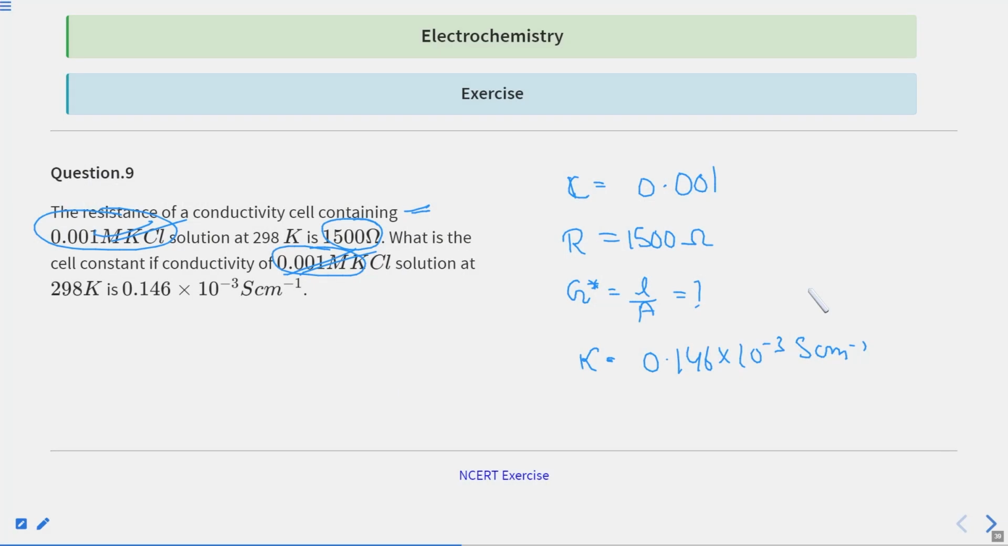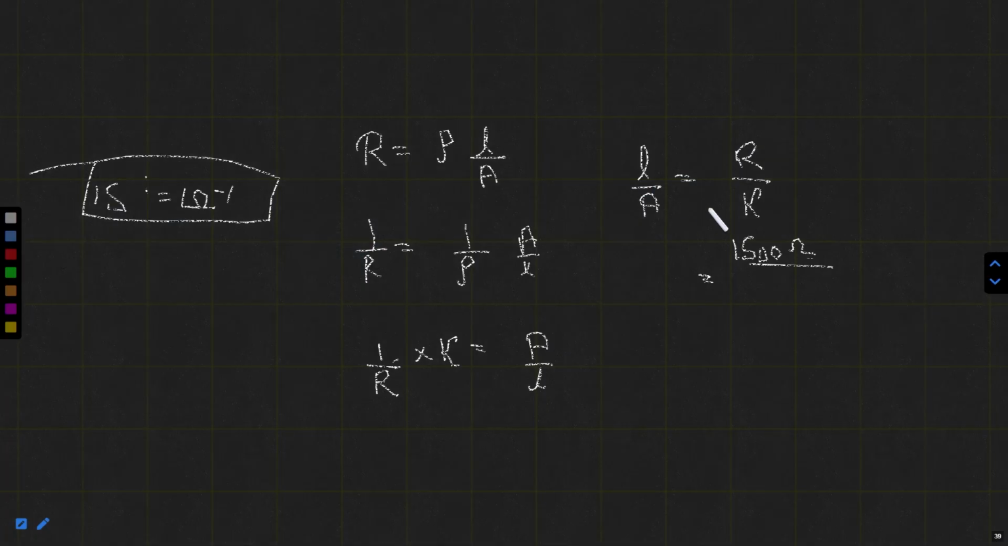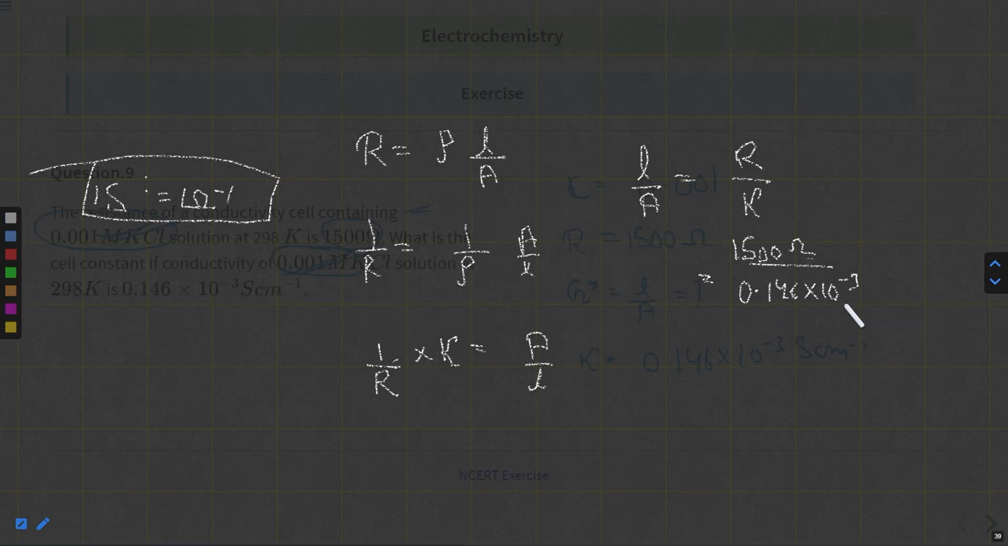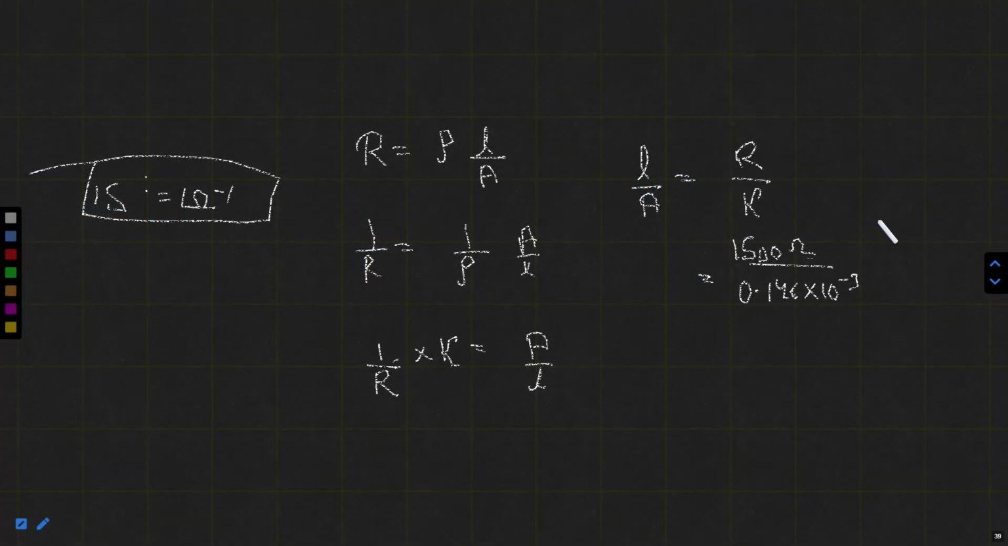Next is the value of this kappa. It is 0.146 into 10 to the power minus 3 Siemens per centimeter. Okay, is it clear? Are we doing it right? No, we have made a mistake here. It was R. That is why we are not cancelling the units at all. So this will be Siemens and it will be multiplied with this. To write the unit is very important because the unit was not getting cancelled and I was getting confused.